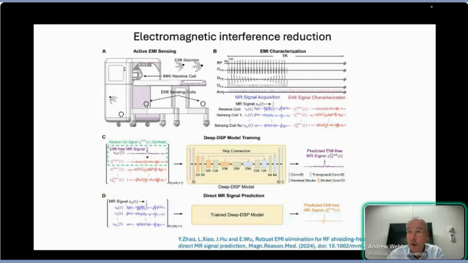And again, getting rid of the interference, if you've got a sophisticated lab, you can build some EMI sensing coils, you can do some deep learning, you can very effectively get rid of all the noise. But again, it's a complicated engineering solution. Again, this particular example is from Ed Wu's group.